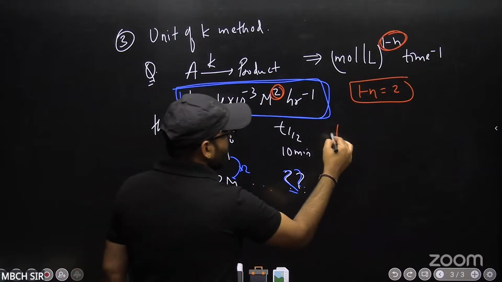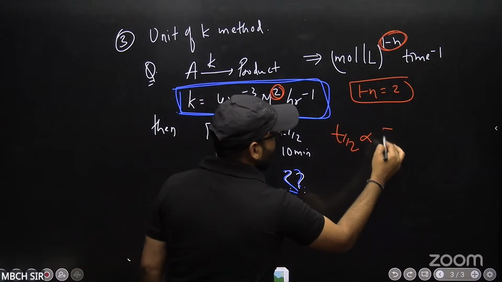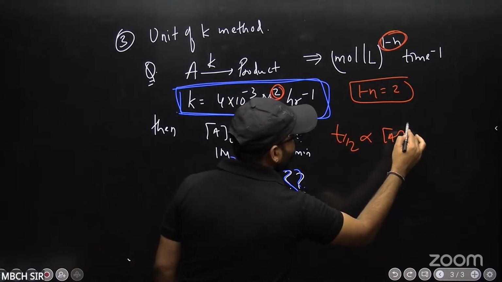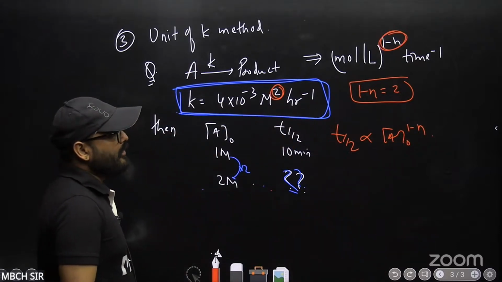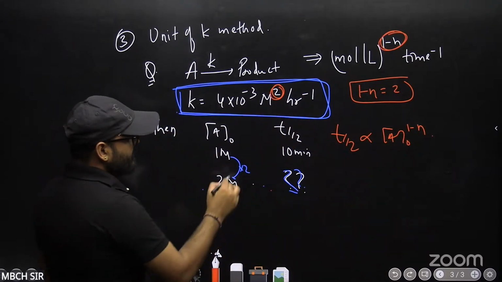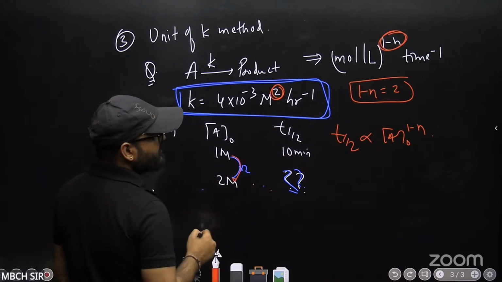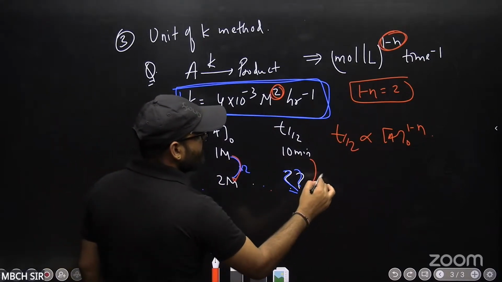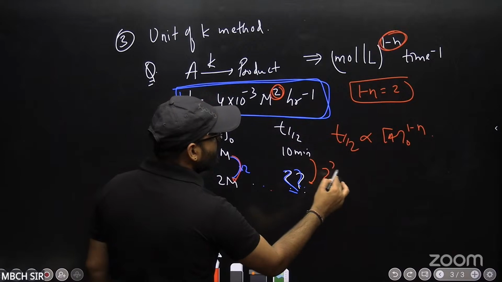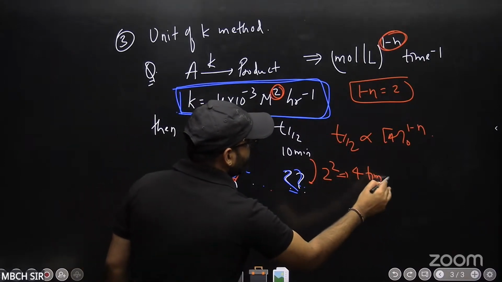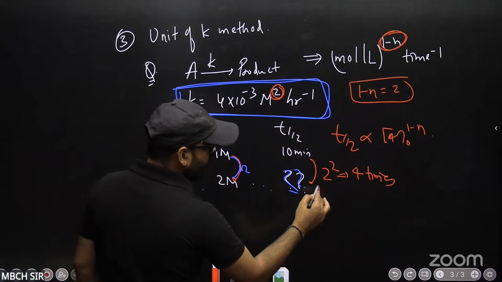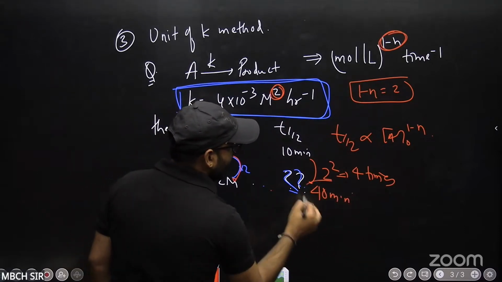Now you know that T half is directly proportional to A naught raised to power 1 minus n. You have done this twice, so this will be 2 raised to power 2. That means 4 times. 4 times means 10 into 4, which is 40 minutes. It is that simple.